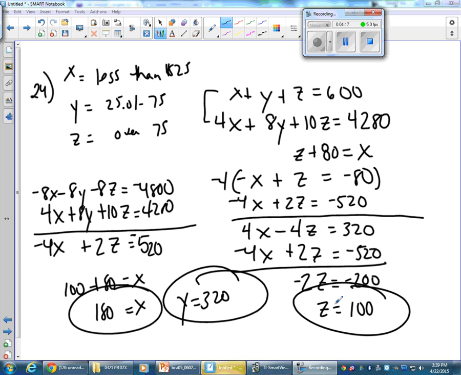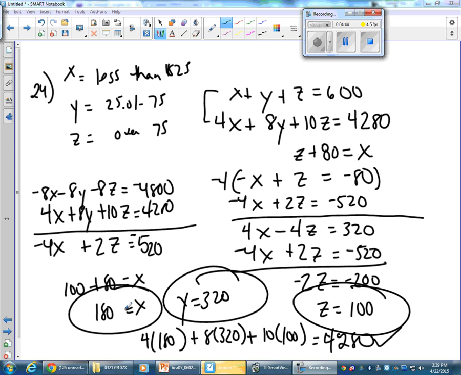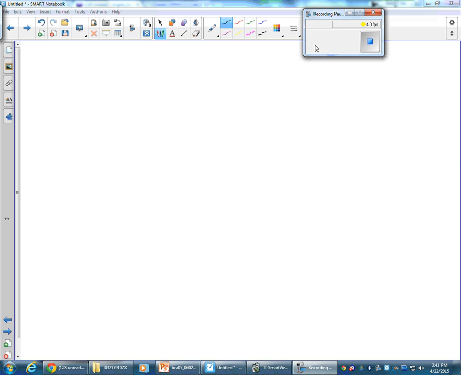And if you add x and y and z, it should add up to 600. Let's double check our answers and make sure with the money situation that it works out. So what I want to check is, does 4 times the 180 packages plus 8 times the 320 packages plus 10 times the 100 large packages add up to this 4280? I'm going to check it on my calculator, and that does work out. It is 4280, so these are correct.